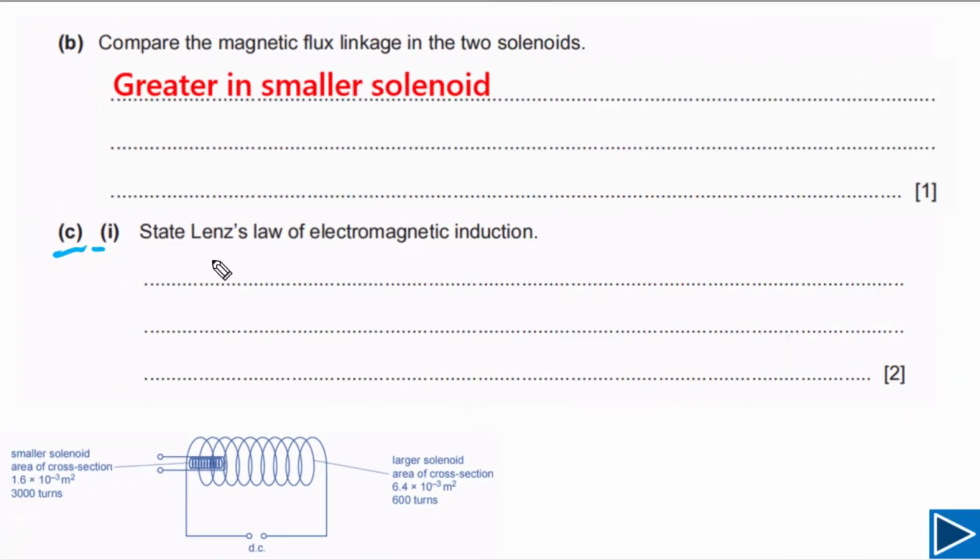For part C1, we need to state Lenz's law of electromagnetic induction. This question is very common, most frequently asked in many past papers. So you need to understand how to state Lenz's law in a proper way so you can get full marks. For this question, there are 2 marks, and mostly this question has 2 marks. So you need to understand how those 2 marks will be given and what you need to write down in your answer to get those 2 marks. So let me show you how to state this one.